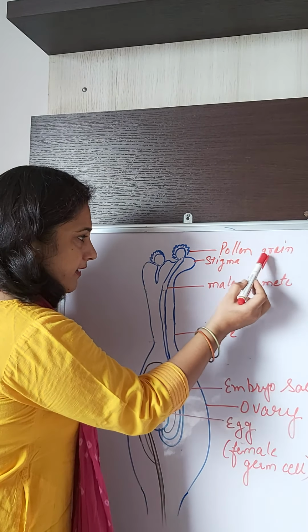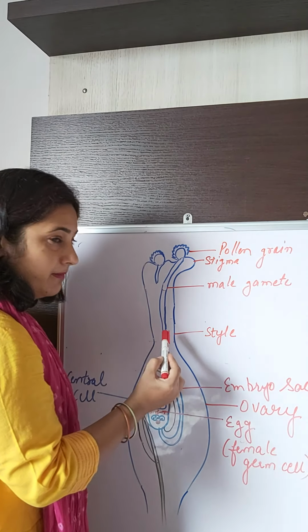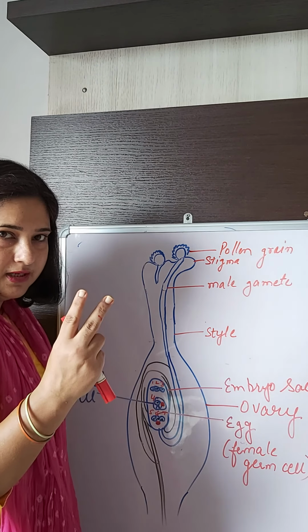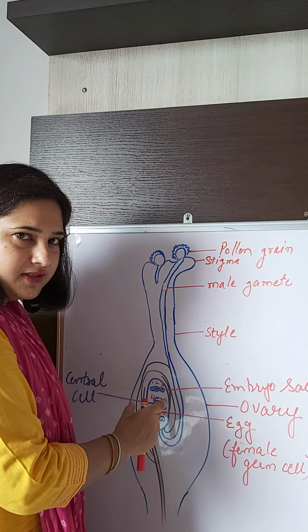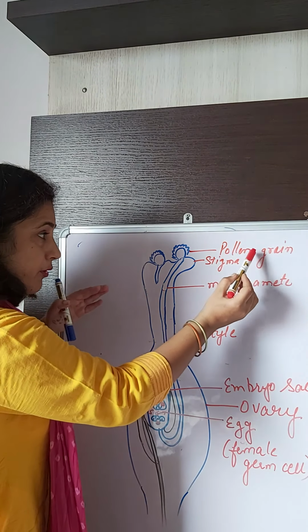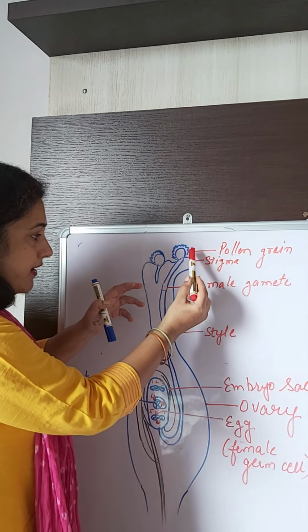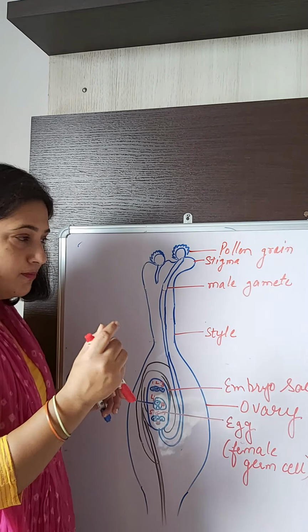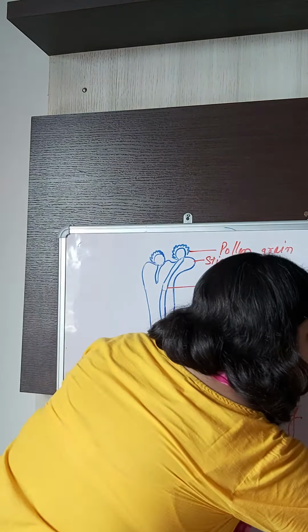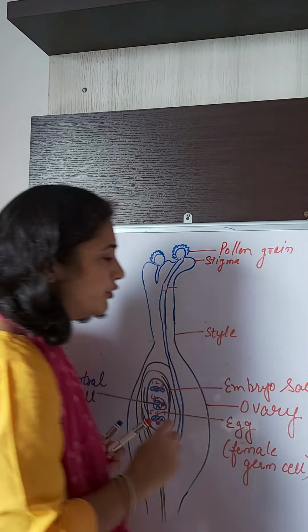Here the pollen grain forms a pollen tube, and it transfers the male gamete. How many male gametes? Two male gametes it will transfer. It's very interesting here. Just observe and listen very carefully. When the pollen grain lands on the stigma and germinates, it produces two male gametes. Here you can erase the male gamete, because I was showing the transfer of pollen grain through the pollen tube.